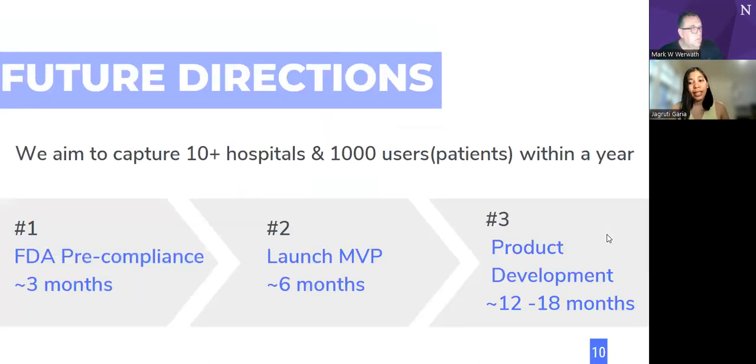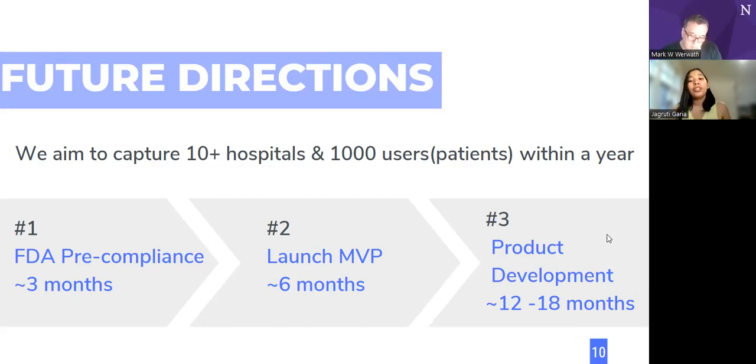And in the future, we feel that we first have to get FDA pre-compliance, which would take around 3 months. We need to launch an MVP since we have our prototype steady. After the pre-compliance, we could easily launch an MVP and start testing it in the market. Then the entire product development would take around 12 to 18 months, where we could include all of the features which we are planning to incorporate.